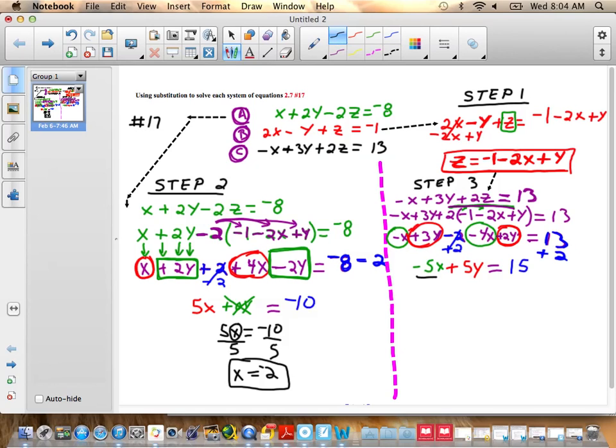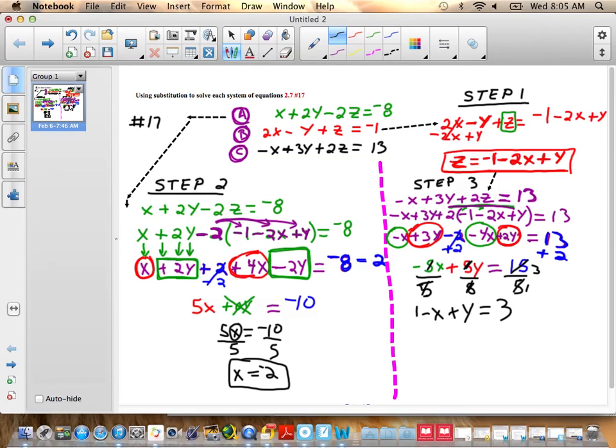So I want to take a look at this, and I can see that one thing they all have in common is the number 5. So I can take 5 and 5. 5 goes into 5 once, so I end up with negative 1x, or I'll just say negative x, plus 5 goes into 5 once, so leaves me with 1y, or I can just say y, equals, and then 5 goes into 15 3 times, so I end up with 3.